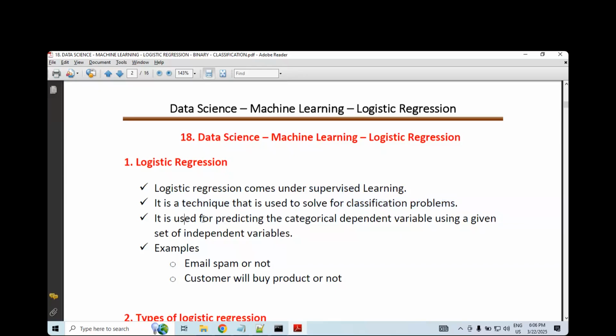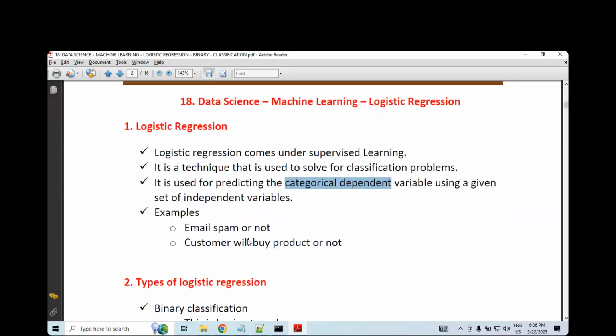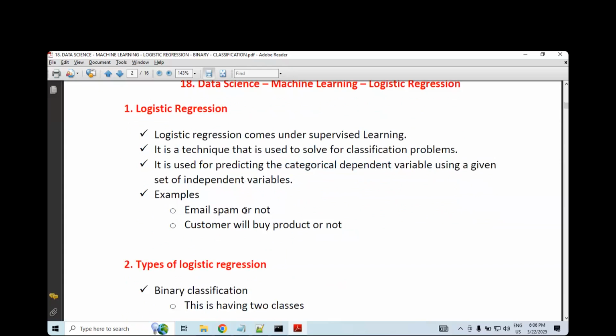And it is used for predicting the categorical dependent variable. Come on, you should know actually. It is used to predict the categorical dependent variable using the given set of independent variables, a kind of classifying. How is the weather today? Either it is very hot or else normal, rainy. These are all things actually. Email is spam or not. Customer will buy product. Let me tell you. Can you read this sentence?